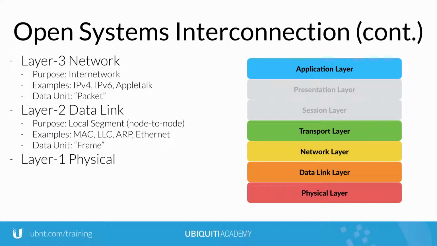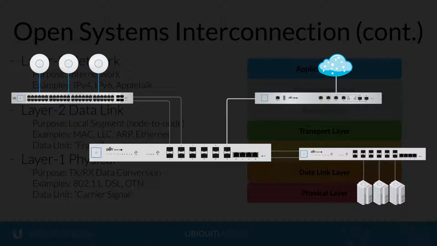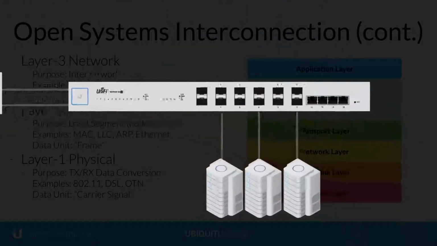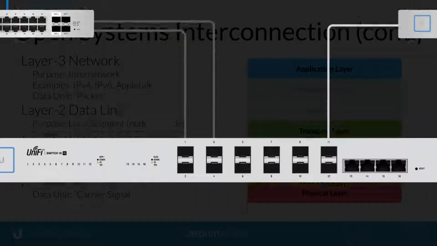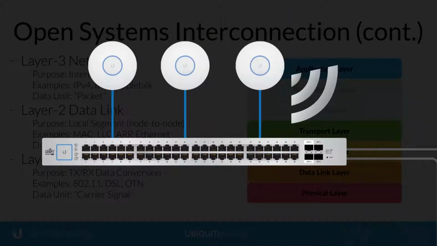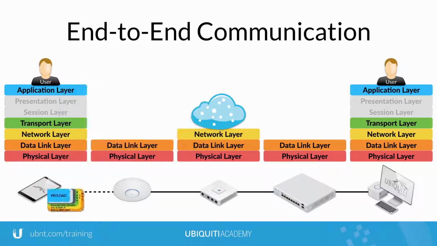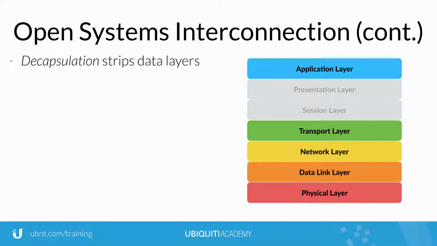Finally, at Layer 1, the physical layer, the frame is converted to a modulated carrier signal, then transmitted over a physical medium, be it wired via copper or fiber lines, or wirelessly via radios. Across the network, APs, switches, and routers all help move the payload to its intended destination, examining info layer by layer in a process known as decapsulation.